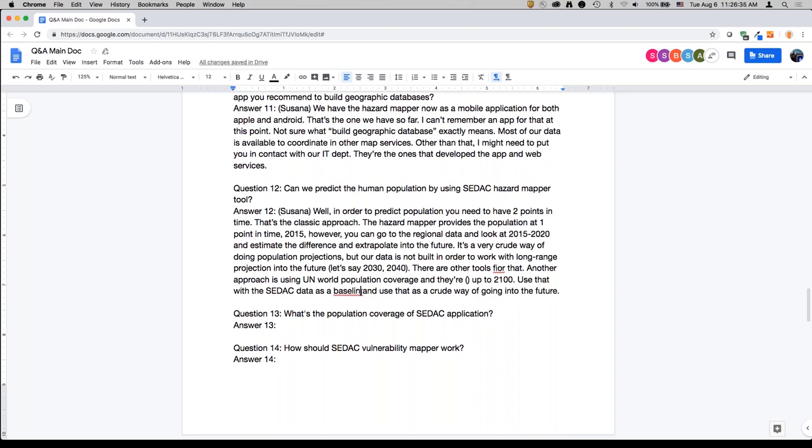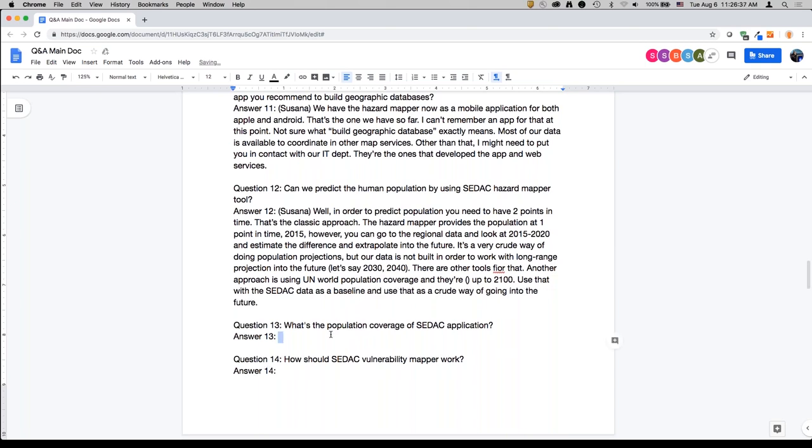The coverage of the CDAC application is global, but in terms of the hazard mapper, there is some data that is only available for the US, it's in the flooding part, but the others are global.